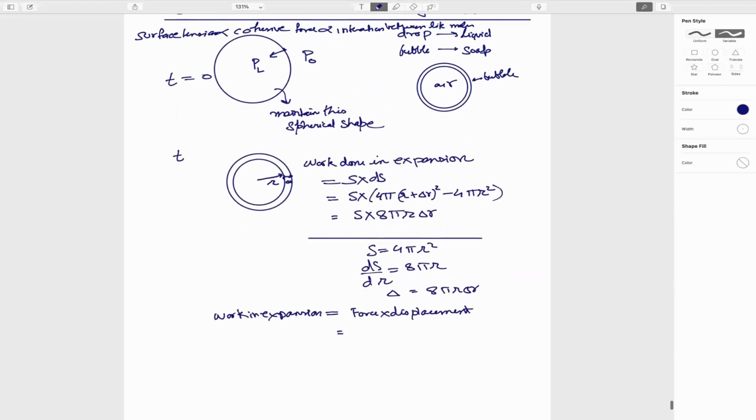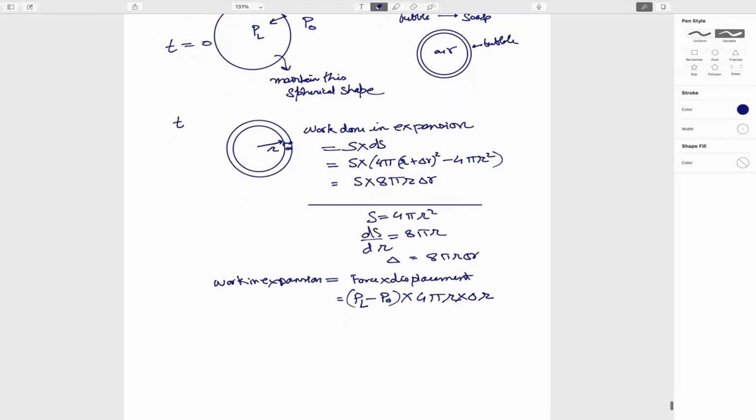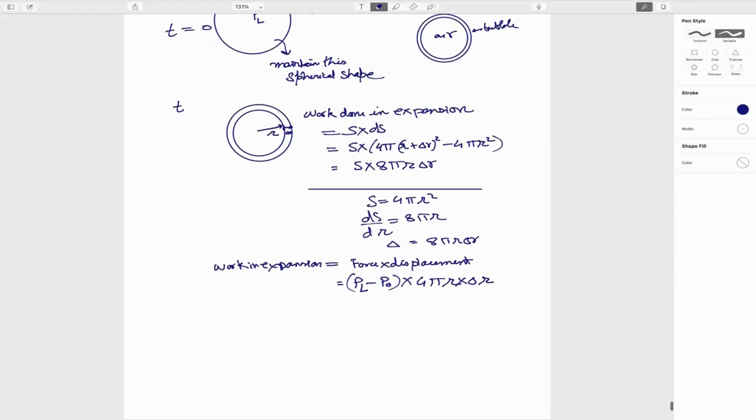The force is because of this pressure difference, that is PL minus P naught, and the displacement is 4 pi r into delta r. Okay, so we can equate these two things: S into 8 pi r delta r is equal to (PL minus P naught) 4 pi r delta r.